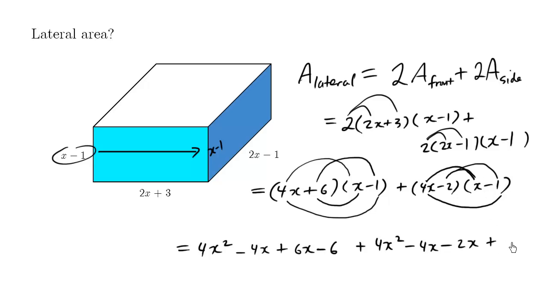is positive 2. Let's gather our terms. We have x squared here, we have x squared here. So we have 4 plus 4 is 8x squared. And I'm going to double underline all the x's. So we have these things here to resolve. Negative 4 plus 6 is going to be positive 2. Negative 4 is going to be negative 2.